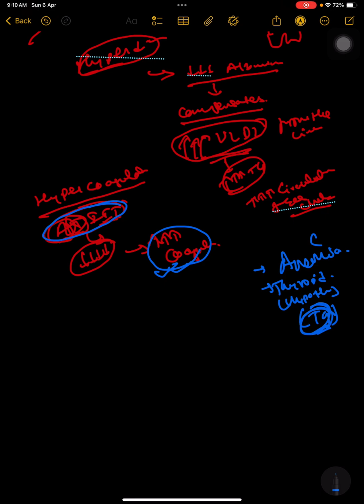Anemia can also happen secondary to this one, because we all know that anemia is more prominent when there is CKD, because there is no erythropoietin to be released. Okay, so in CKD it's more important.